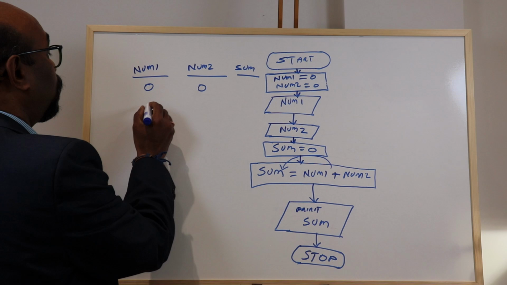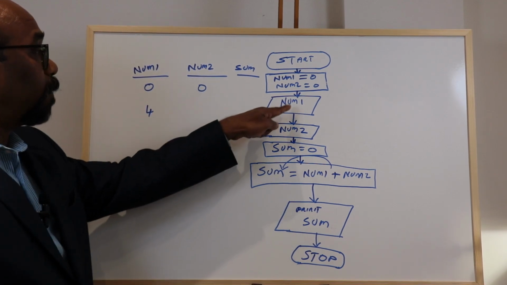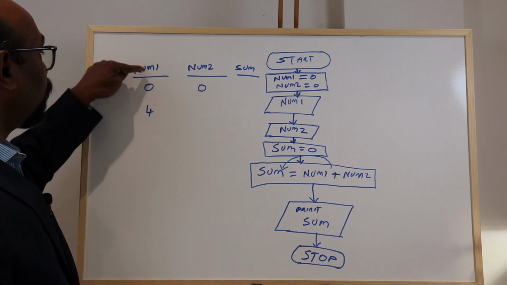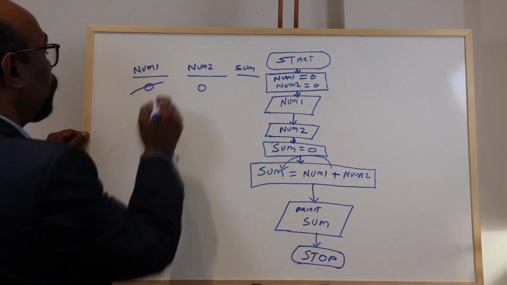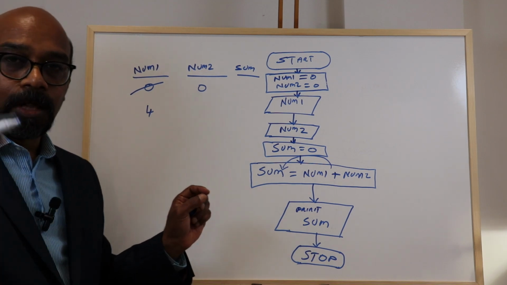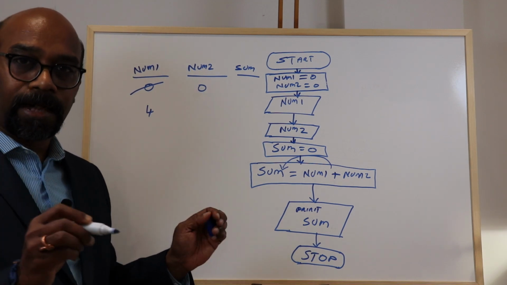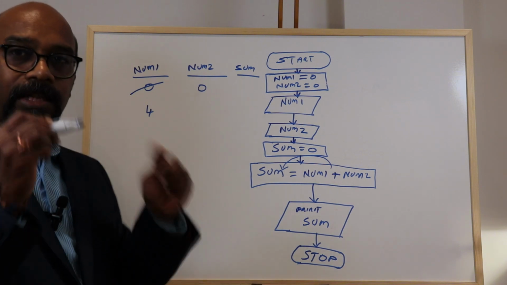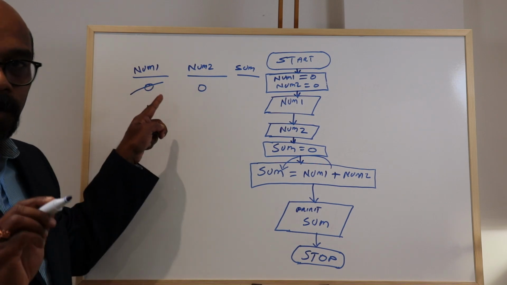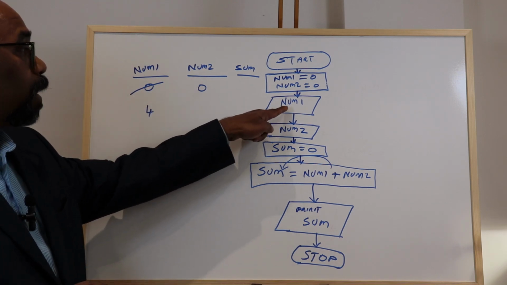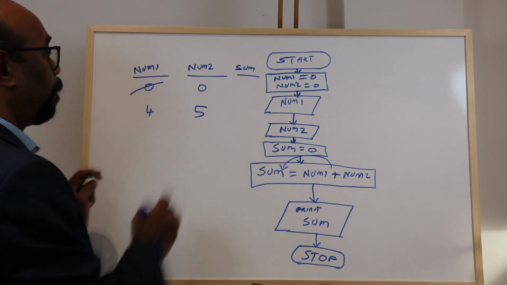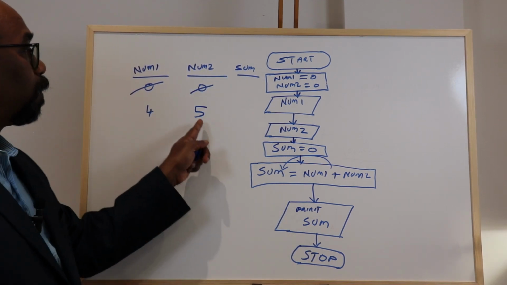Let's say number 1 is 4. This is where you are giving the number. Now number 1 becomes not 0 anymore. That value is 4 because it's a variable. The last value you allocate to a variable is the value of that variable. So number 1 is not 0 anymore because now you inputted 4. Number 2, let's say 5. Now number 2 value is 5.